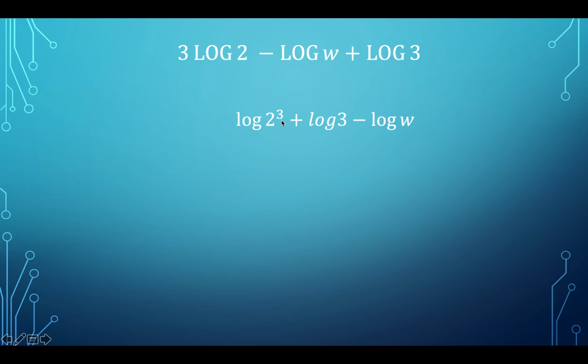So why don't we simplify 2 to the third? So we get log 8, 2 to the third is 8. Now we have this plus sign, so it's times. So we have log 8 times 3 minus log w. So when I do that, we have the subtraction sign, so that means we're dividing. So we have log 24 over w. 3 times 8 gave me 24. Okay, simplified, can't do anything else. This is our final answer.